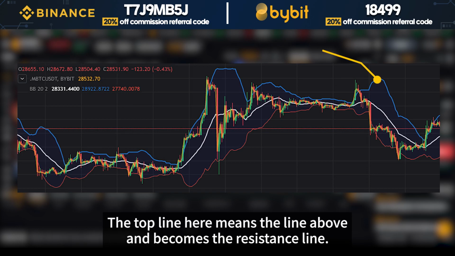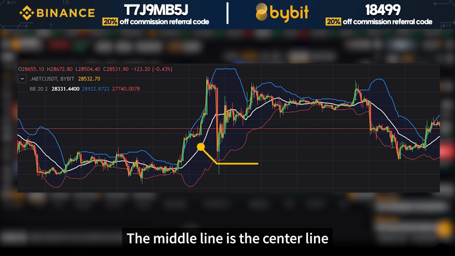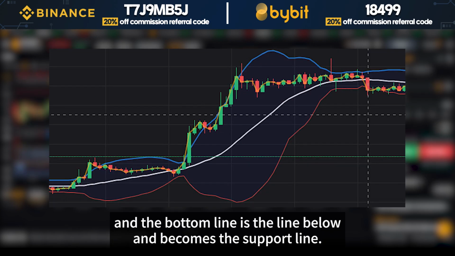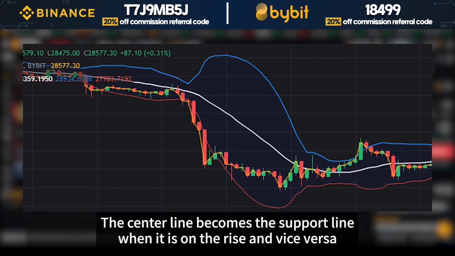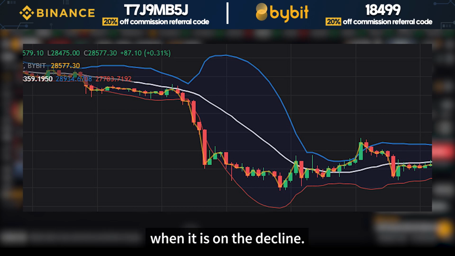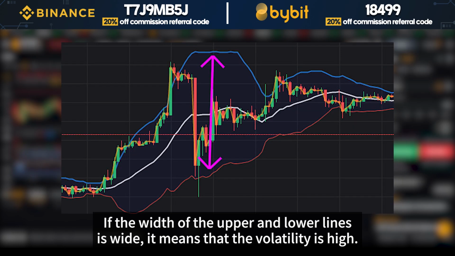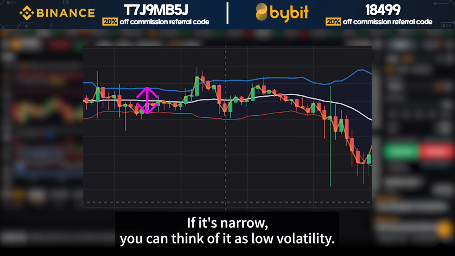The top line here means the line above and becomes the resistance line. The middle line is the center line and the bottom line is the line below and becomes the support line. The center line becomes the support line when it is on the rise and vice versa when it is on the decline. If the width of the upper and lower lines is wide, it means that the volatility is high. If it's narrow, you can think of it as low volatility.